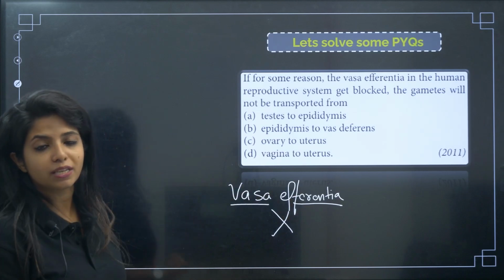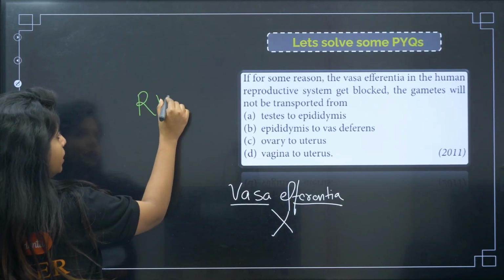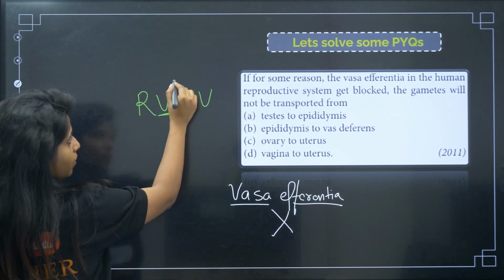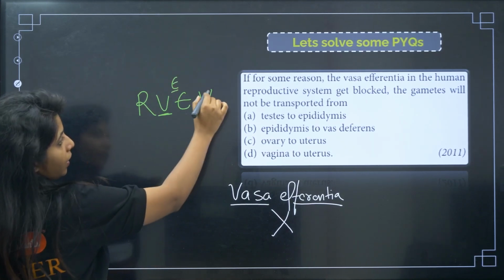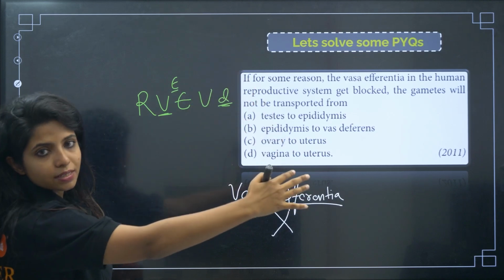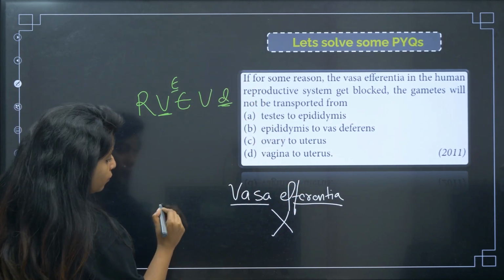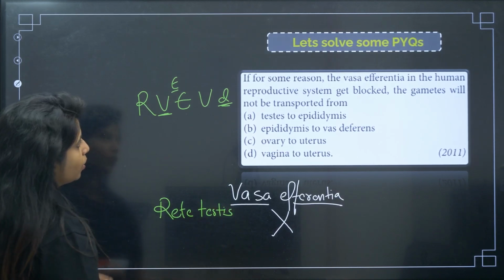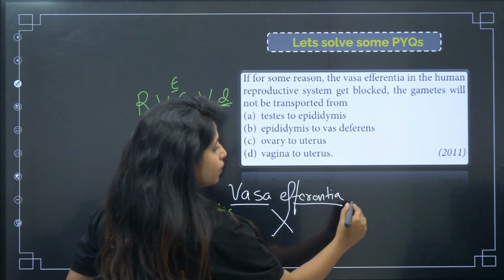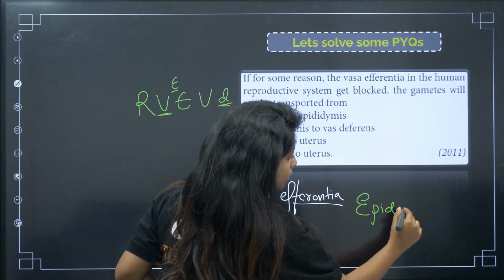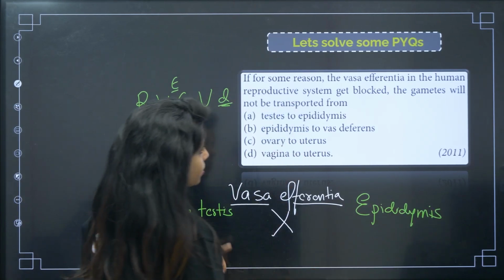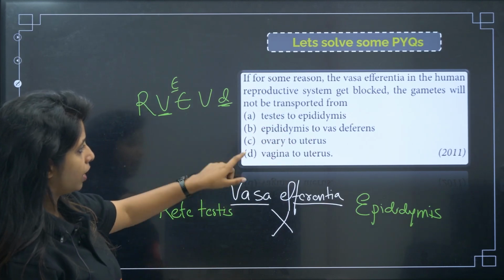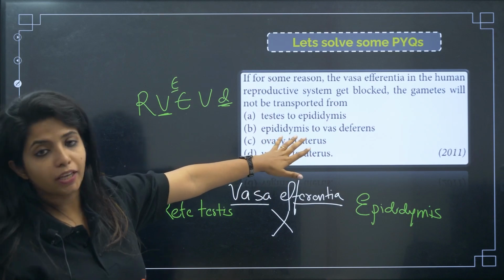So what's there before vasa efferentia? We studied RVEV, right? So this is vasa efferentia. We remembered E for exit, right? And vas deferens is over here because D is for distance. So what is before VE? We have rete testis. Now what is after VE? What does E stand for? Epididymis. So is there an option like this? Let's see. Testis to epididymis is there, okay. Epididymis to vas deferens is there, it cannot be possible.